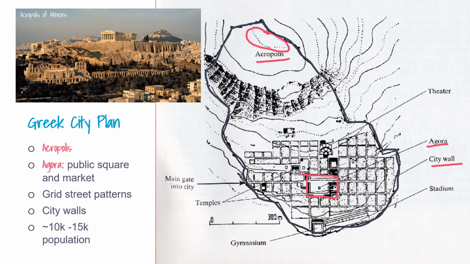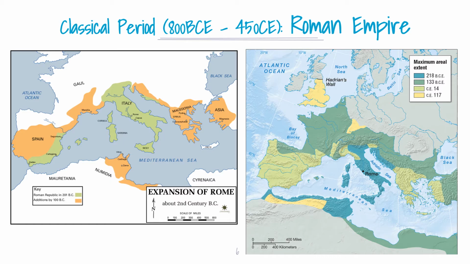Greek cities were quite small by today's standards. Most cities had 10 to 15,000 population, while Athens probably reached a population of about 150,000. Greek civilization was displaced by the Roman Empire during the 2nd and 1st century BCE. By the 2nd century CE, the Roman Empire extended over the southern half of Europe.